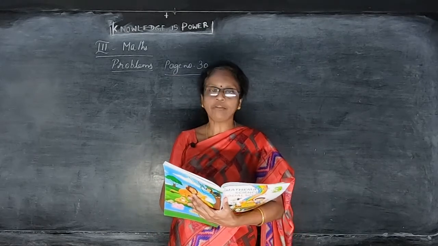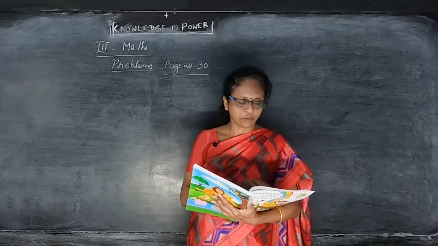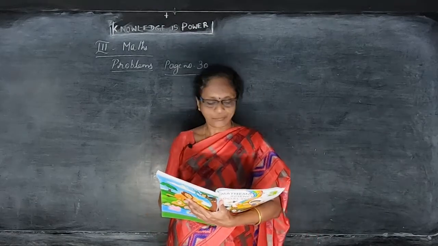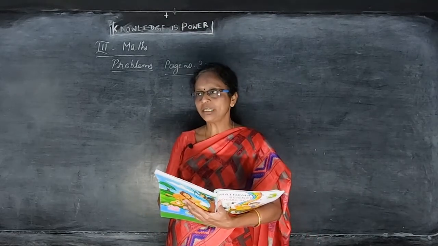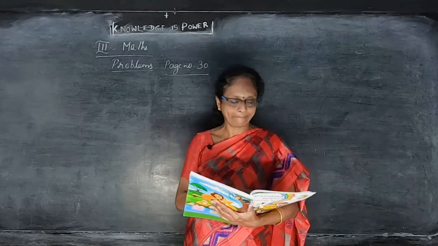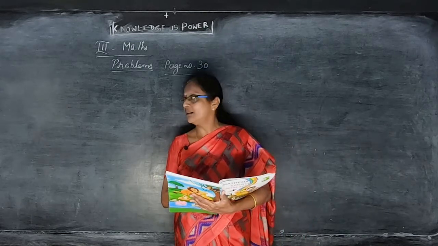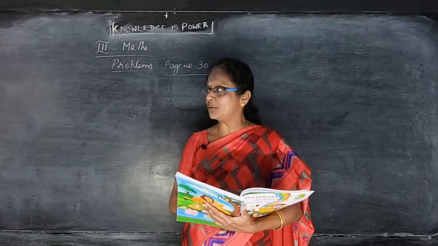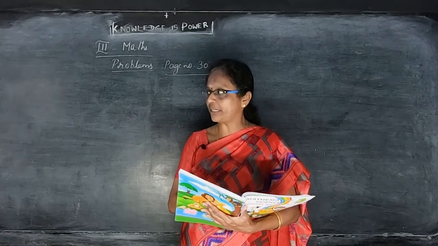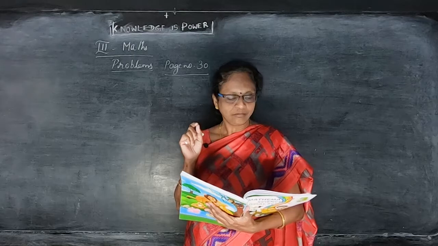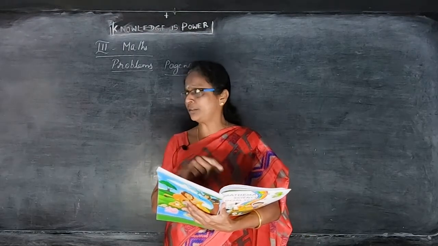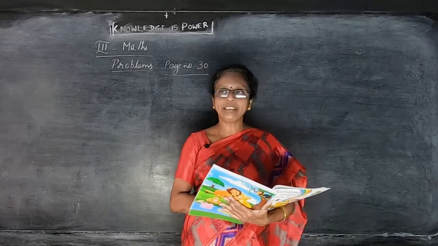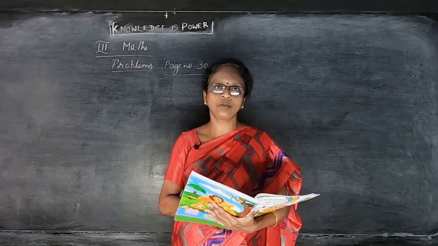So mangoes in form A 452, mangoes in form B 349. So total number of mangoes 801. So 452 mangoes are grown in form A and 349 in form B. Find the total number of mangoes grown in both forms.